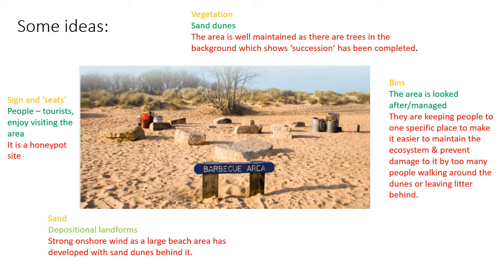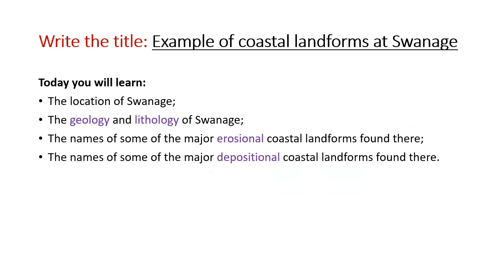And also there's bins. The area is looked after and managed. They are keeping people to one specific place. You can see the barbecue area. You're not allowed to have barbecues anywhere other than here, away from the vegetation in a safe place. And it makes it easier to maintain the ecosystem and prevent damage to it by too many people walking around the dunes or leaving litter behind. So look at that, quite a lot we can work out just from one photograph.